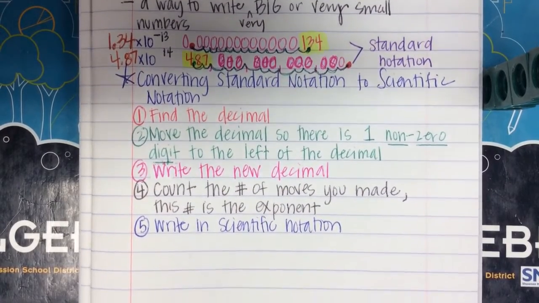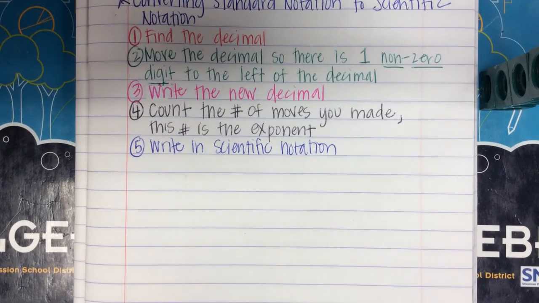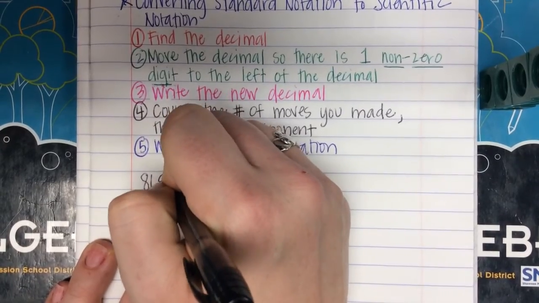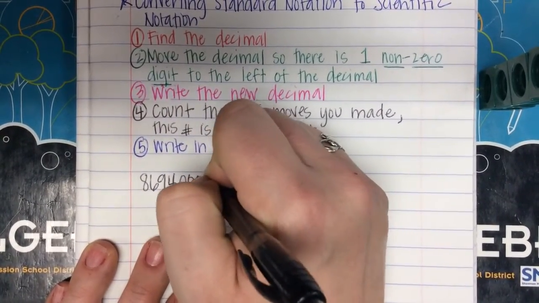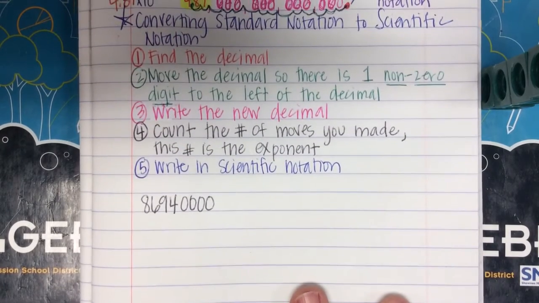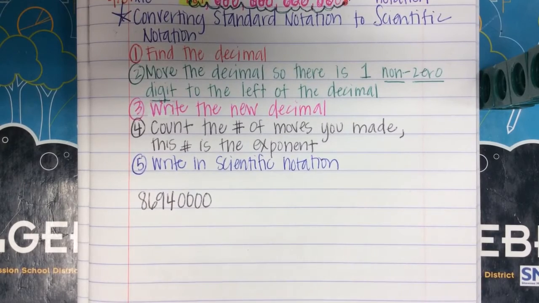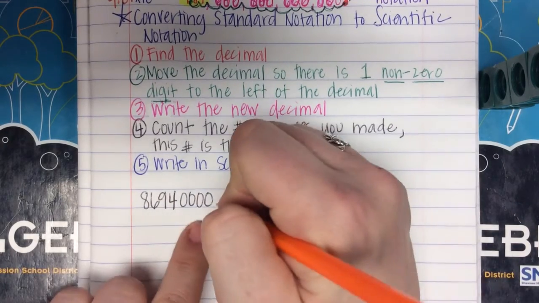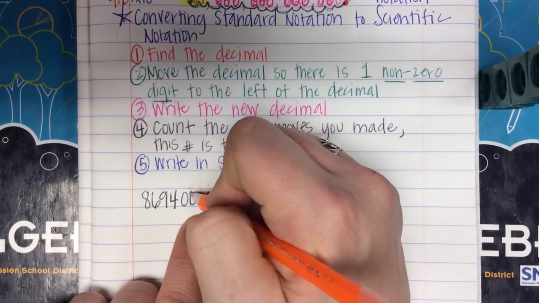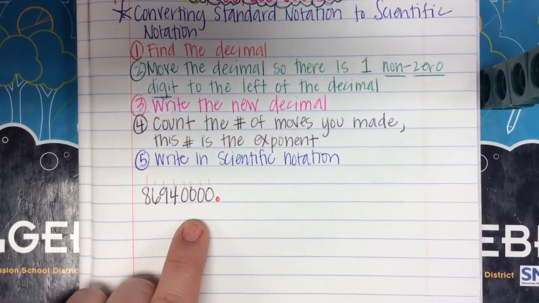All right, let's practice. Are you ready? Here's an example. 8694000. I'm not making them huge because I don't want you to have to worry about it. So follow your steps. Step number 1, find the decimal. Where is it? At the end. Step number 2, move the decimal so there is one non-zero digit to the left. Right now I have 1, 2, 3, 4, 5, 6, 7, 8 numbers to the left.